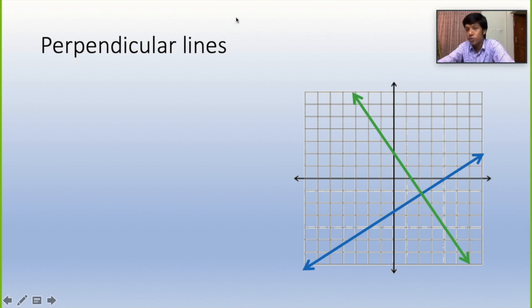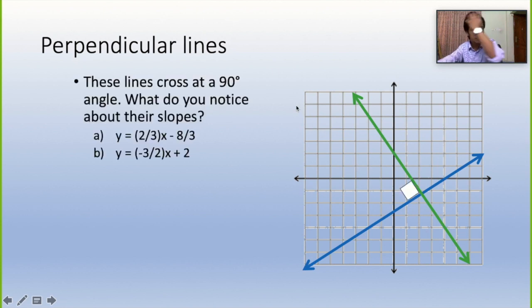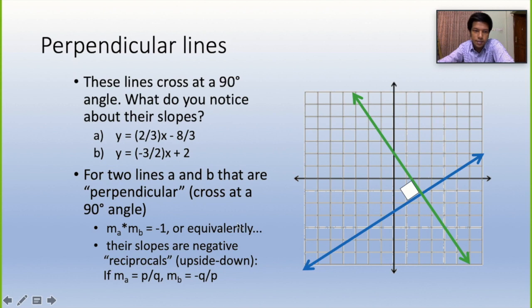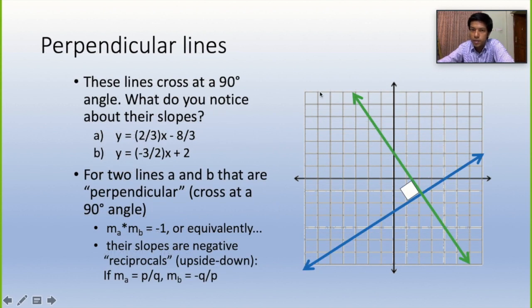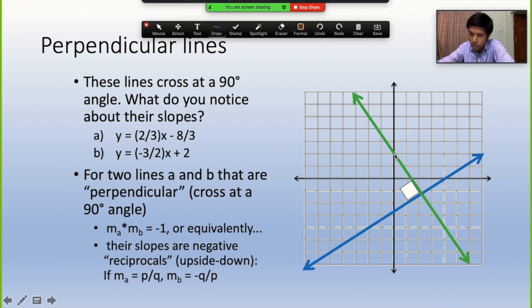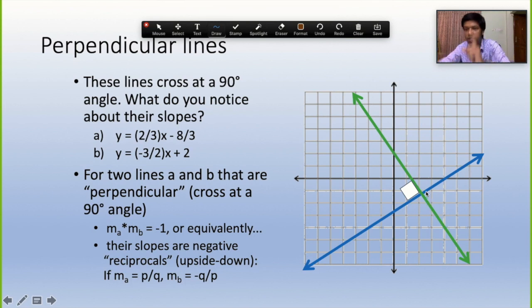And in our parallel lines, we said that the slope is the same. What about perpendicular lines? Let's go back. In perpendicular lines, the rule is the slope of this line and the slope of this line will be negative reciprocal of each other. What does it mean? Simply, if you multiply this line's slope and this line's slope, the answer will be -1.